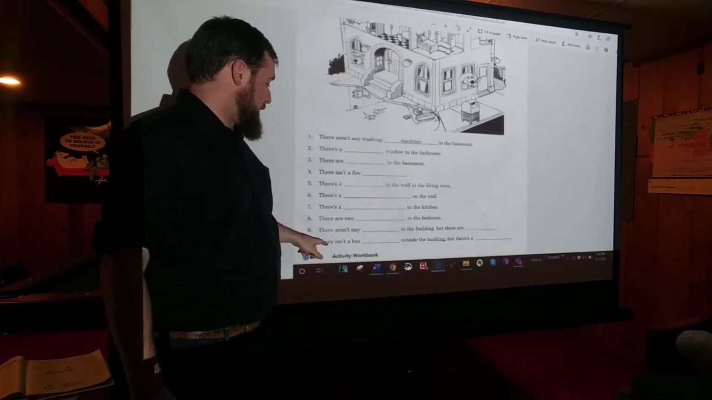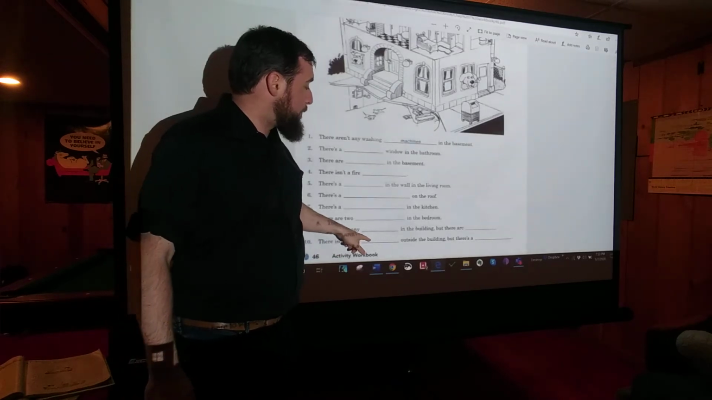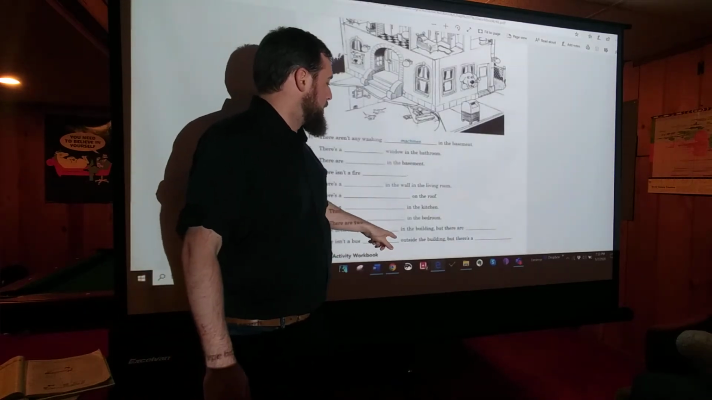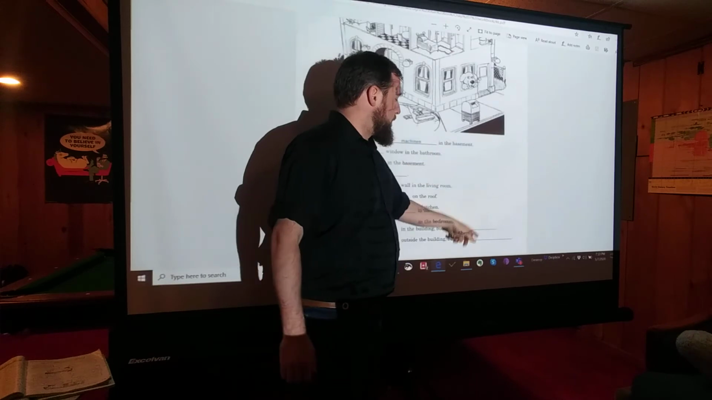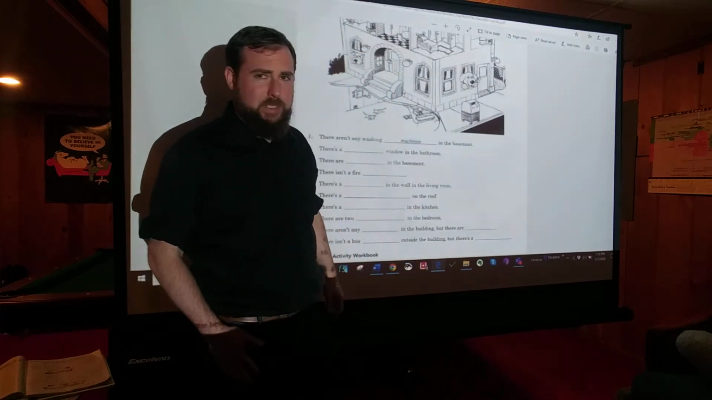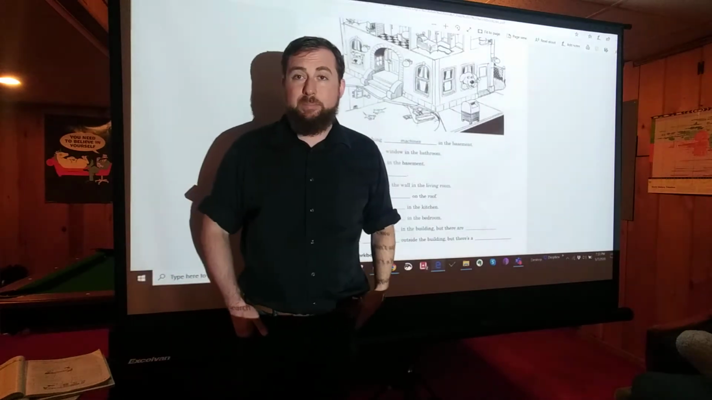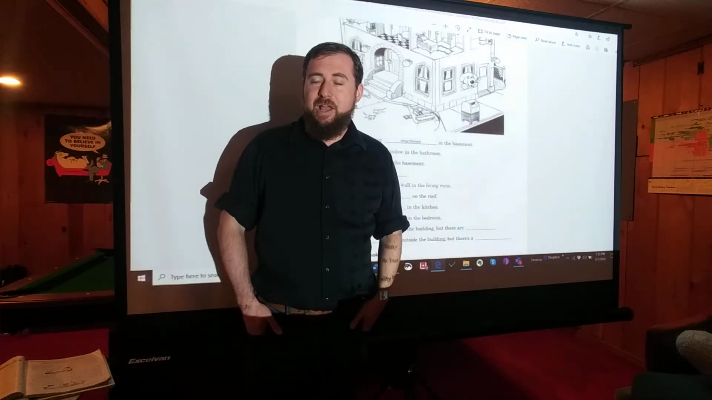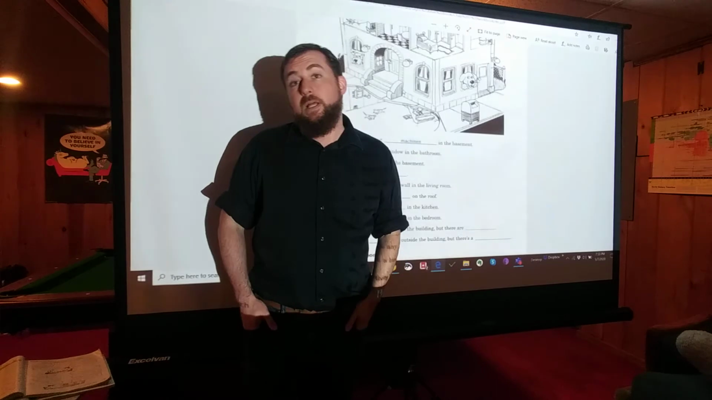10. There isn't a bus stop outside the building, but there's a mailbox. I'm not sure why the people who want a bus stop would care if there's a mailbox, but whatever. Okay, good job. Now let's keep going.